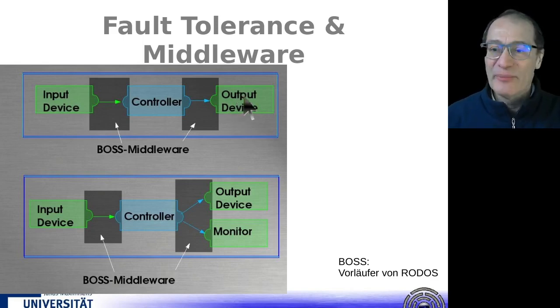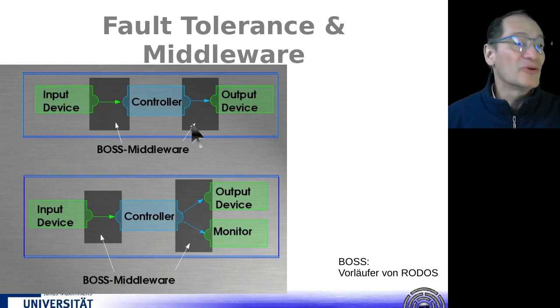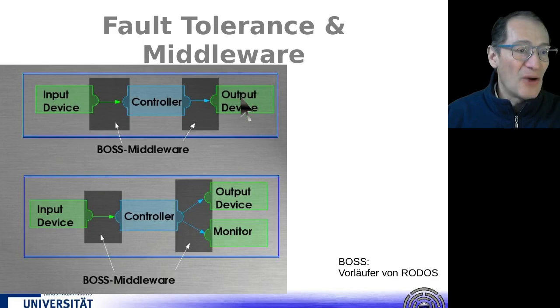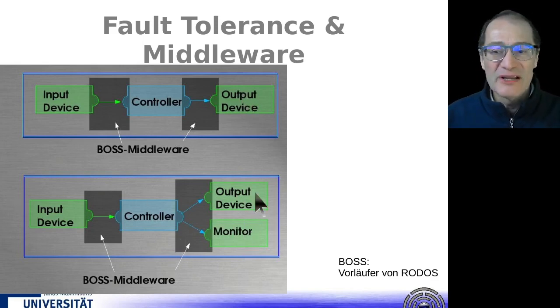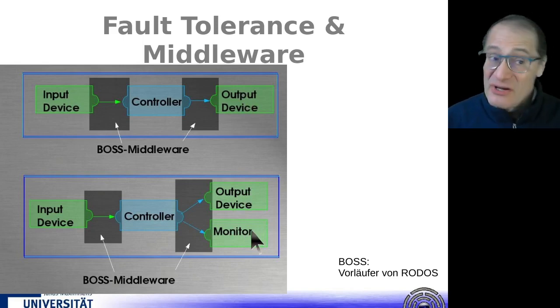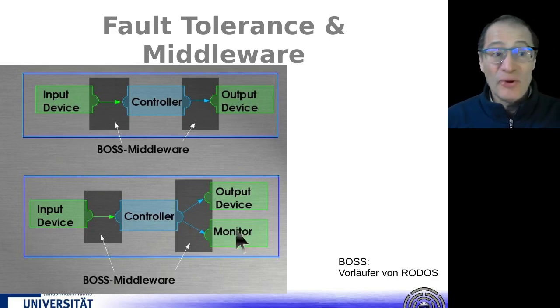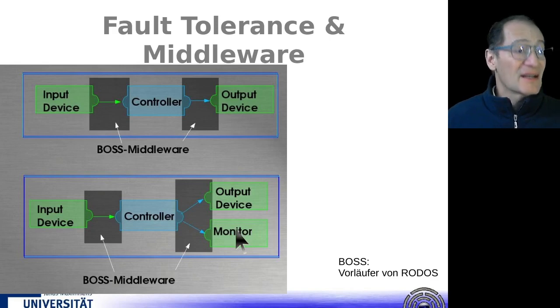We want to add a monitor to be able to see what the controller is doing. So we use another building block. We don't need to change the controller. Here we are talking only to the output device. Here the monitor is hearing everything which the controller is doing, something like a black box or a flight recorder. So if something goes wrong, we can take the monitor, see the content of its memory, and then we can reconstruct what the problem was and try to debug and correct it.